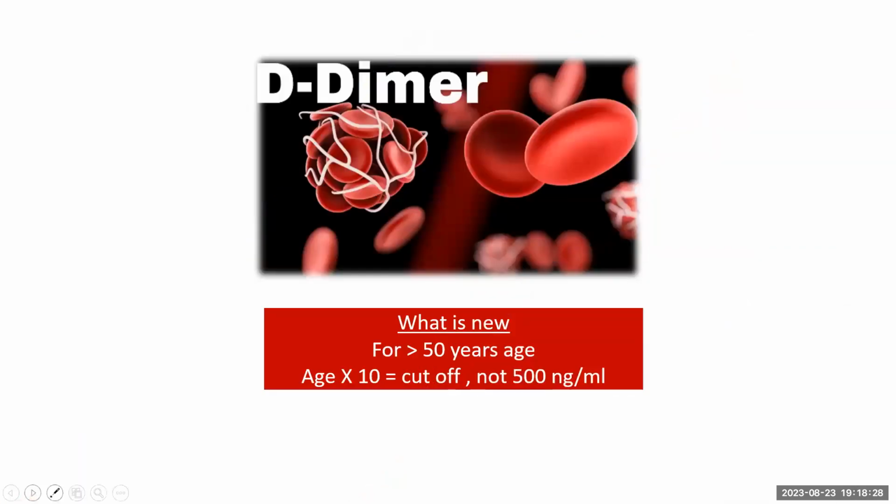So the D-dimer, as you all know, helps in ruling out pulmonary embolism. It has a sensitivity and specificity of 95% in ruling out pulmonary embolism. What is new about D-dimer is that a new cutoff has been suggested. The earlier cutoff was 500, but now for patients over 50 years of age, you have to take the cutoff as age times 10. So if he's 70 years old, the D-dimer cutoff becomes 700 nanograms per ml.